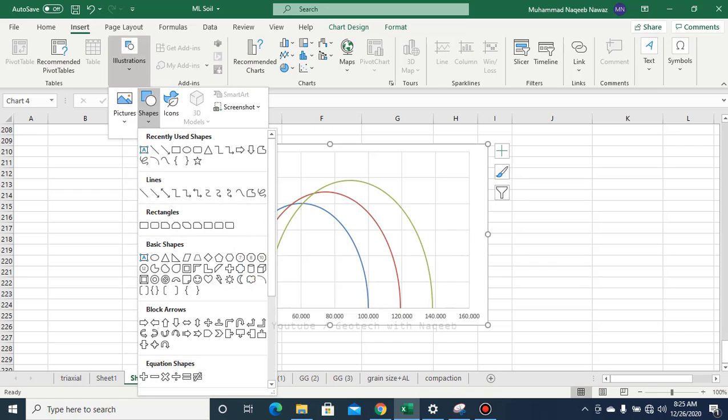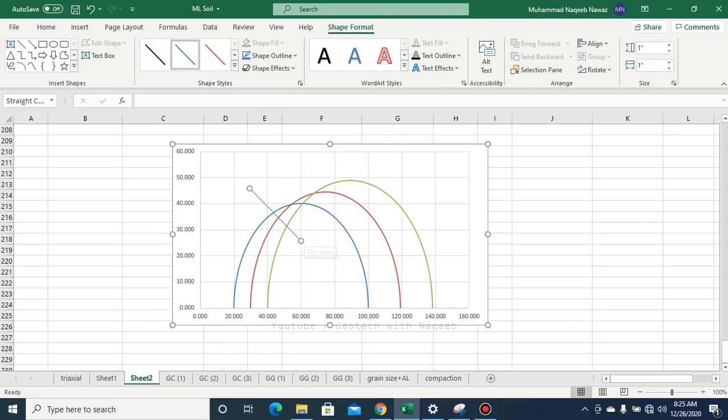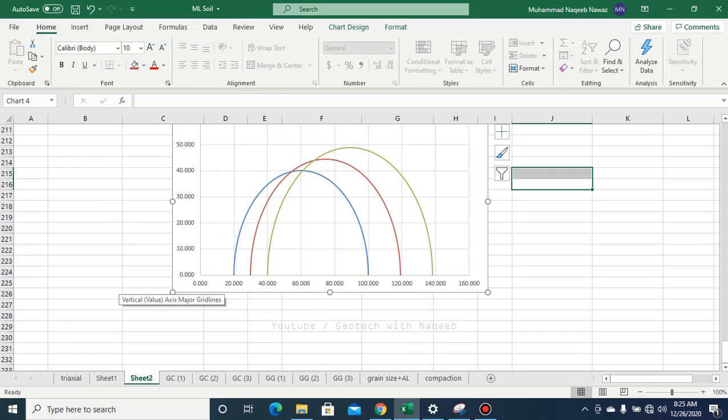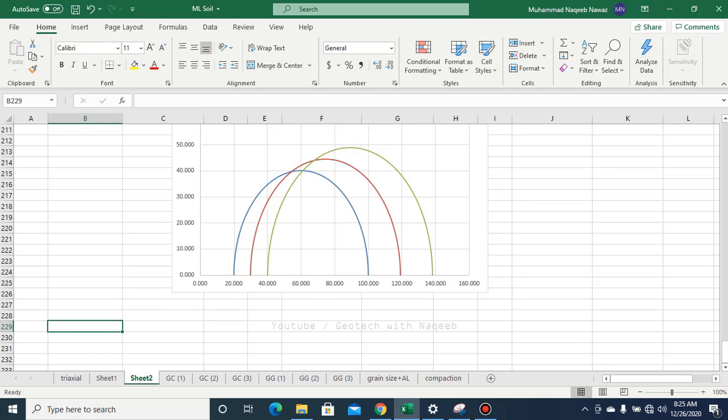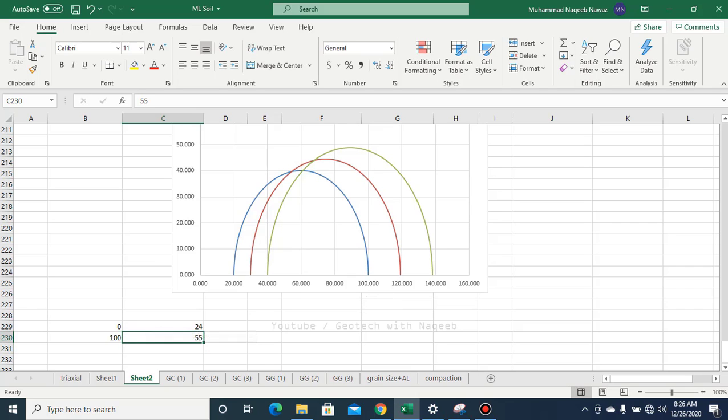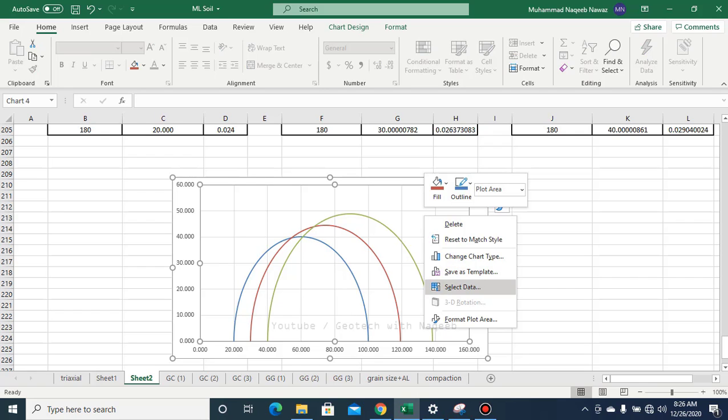So I will go to insert and shapes. If you want to do it manually, you can do simply by selecting line. I just need to have a rough idea that how much the cohesion is for our case. So what can be the perfect line? So you can see here it is approximately 24 and it is 55 here and 100. So now I will delete this line because I want an automatic Mohr circle that gives us the automatic values. So now to draw the line, we have the coordinates. Let's say it was 24 here, so 0, and the next coordinate will be 24, and the next coordinate was 100 and 55 above. So now see how I draw a line.